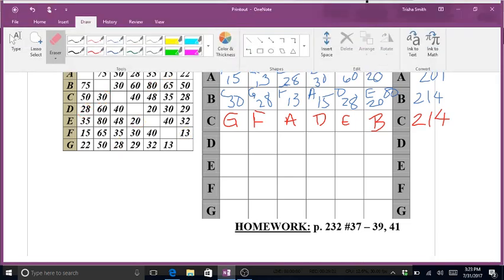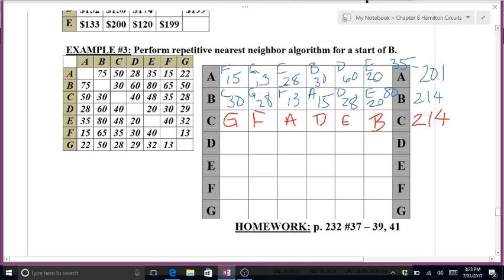If you don't like the table, you can always go back and draw this out as a graph. That's fine. Sometimes the table's a little more organized the bigger the graph gets because there are so many lines and numbers.